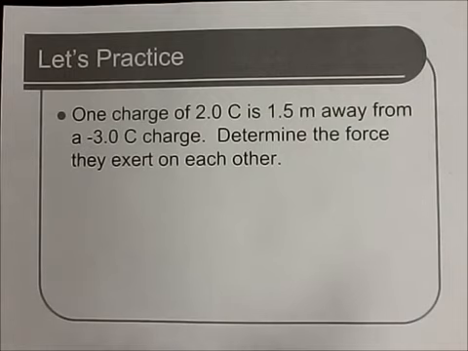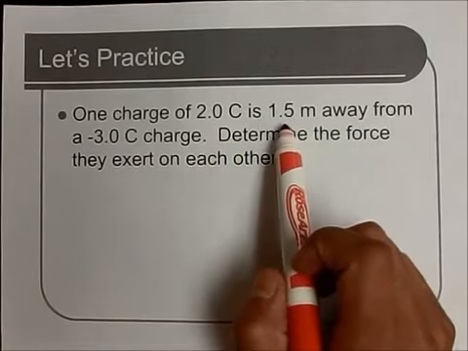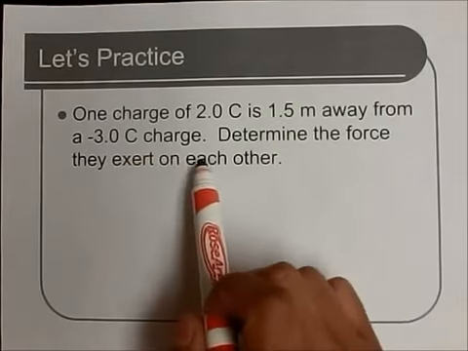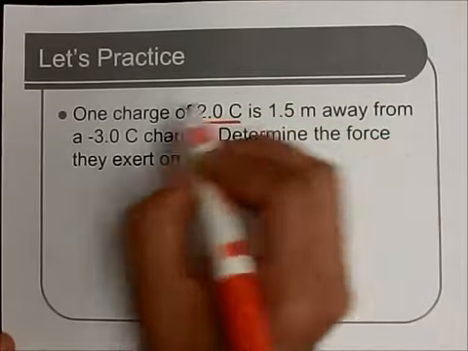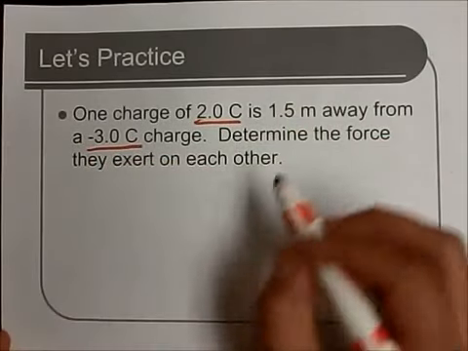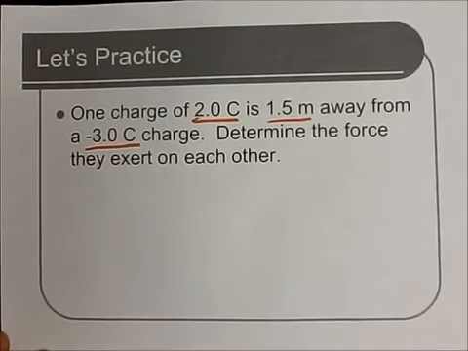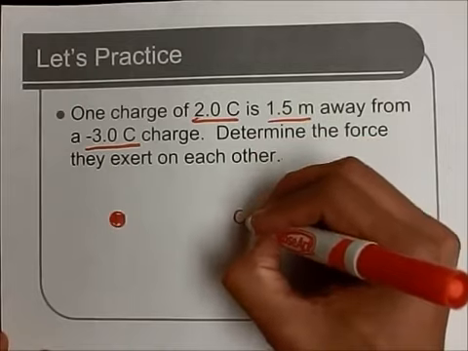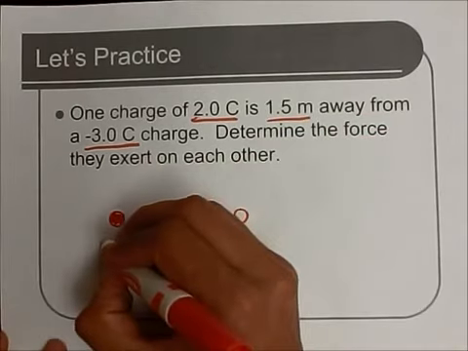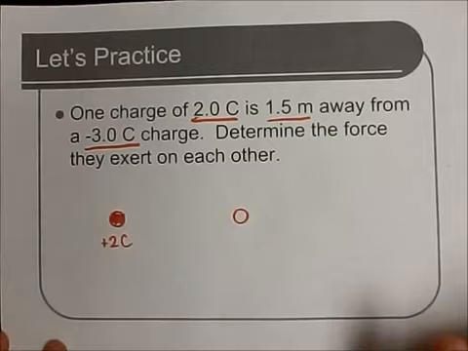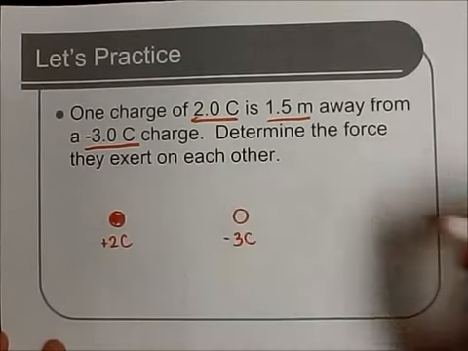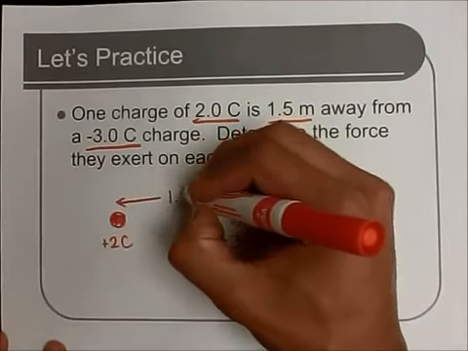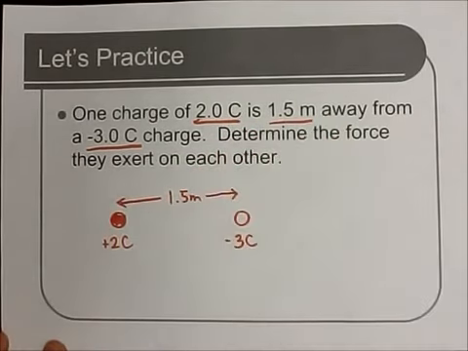So we have one charge of 2 coulombs that is 1.5 meters away from a negative 3 coulomb charge. Determine the force they exert on one another. So we have a 2 coulomb charge and a negative 3 coulomb charge that are 1.5 meters away. I'm going to draw out this scenario just so I get an idea of what I'm looking at. So I have a positive 2 coulomb charge, a negative 3 coulomb charge, and their centers are a distance of 1.5 meters apart.